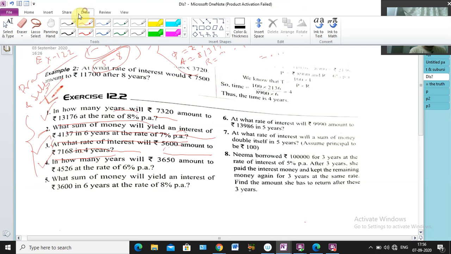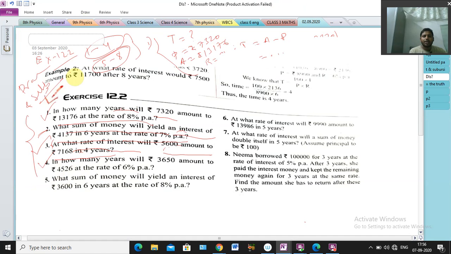So see, this question is asking what sum of money will yield an interest of 3600 in 6 years at the rate of 8% per annum. Clear question. What sum of money means we find out the principal. Interest is given here: interest 3600, time 6 years, rate of interest 8%. So we find out the principal.